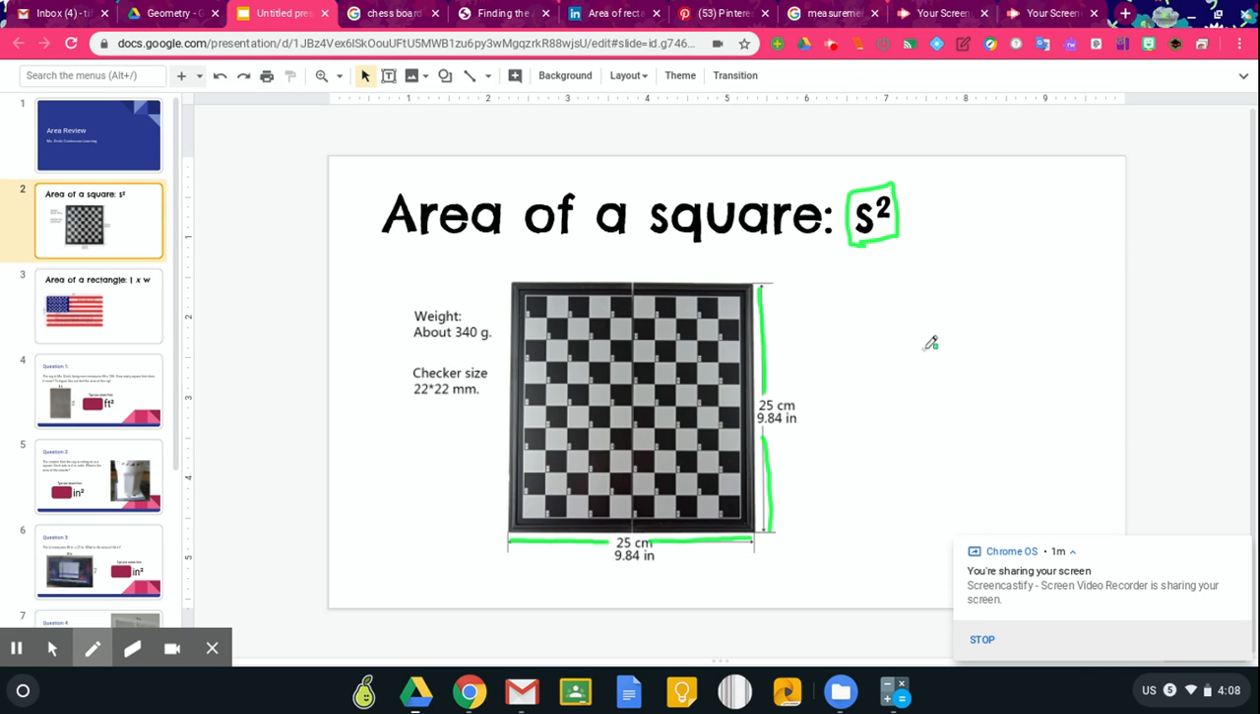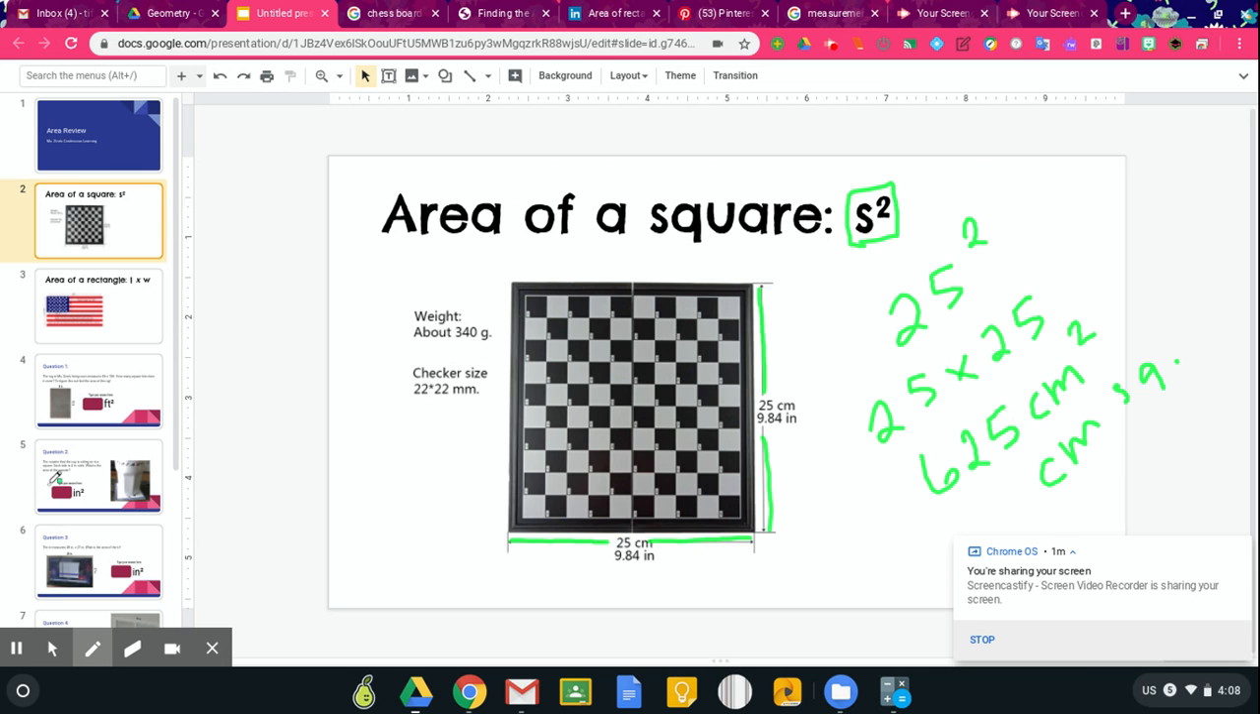So since the sides are 25, it's 25 squared, which is just 25 times 25, which would be 625. And then you always need to label, especially on this one since it gave you the label in centimeters and inches. We used centimeters. And then you always need that little squared. If you're on a keyboard, you can put SQ for squared.